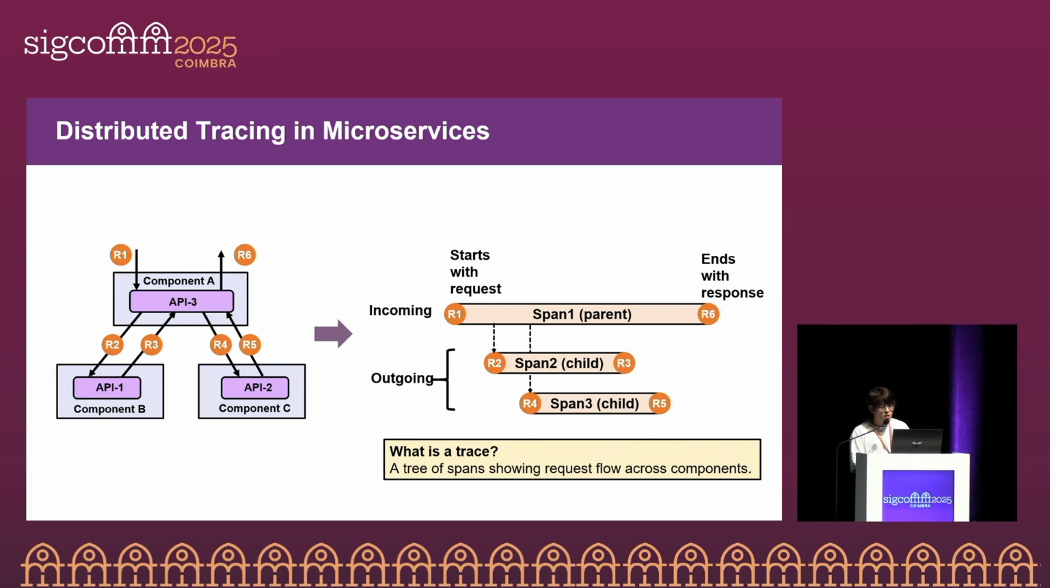Next, let me briefly introduce the concept of tracing. We refer to the complete life cycle of a request and its corresponding response as a span. Every span starts when the request arrives and ends when the response is sent. In this example, R1 and its response R6 together form span 1. R2 and R3 form span 2. Span 2 is the child span of span 1. The goal of end-to-end tracing is to piece together these spans to reconstruct a coherent end-to-end execution path.